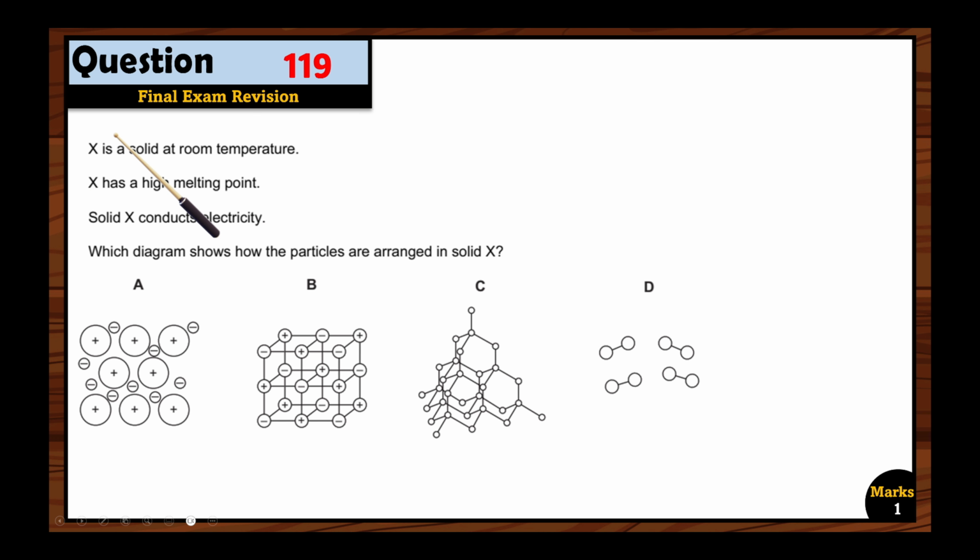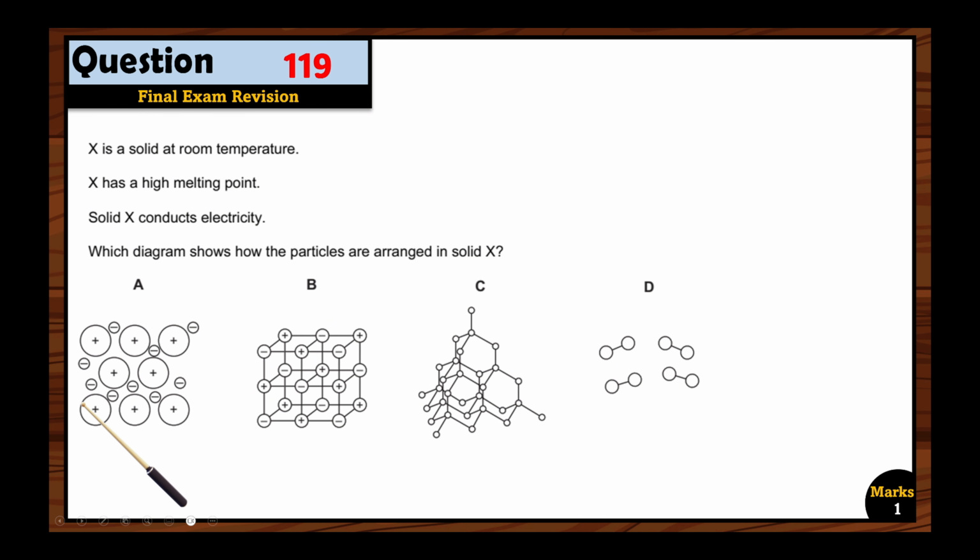Okay. So it can be a graphite also, right? Or it can be a metal. Remember that, because which option is telling you that it can be? Because graphite is solid at room temperature, right? Graphite also has a high melting point. We also know that solid X conducts electricity. Of course, graphite can conduct electricity. And it can be a metal, because these are also the properties of metal.